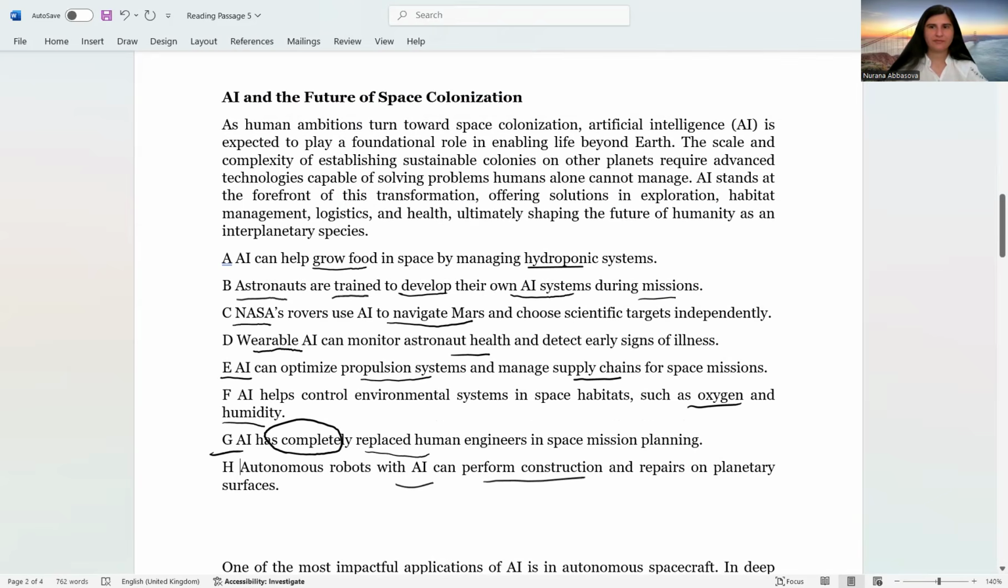We have different answers. So somebody said G. Let's start with this one because it was the first answer coming. AI has completely replaced human engineers in space mission planning. Where is it? Which sentence gives you this idea? AI completely replaced. AI is expected to play a foundational role, maybe?